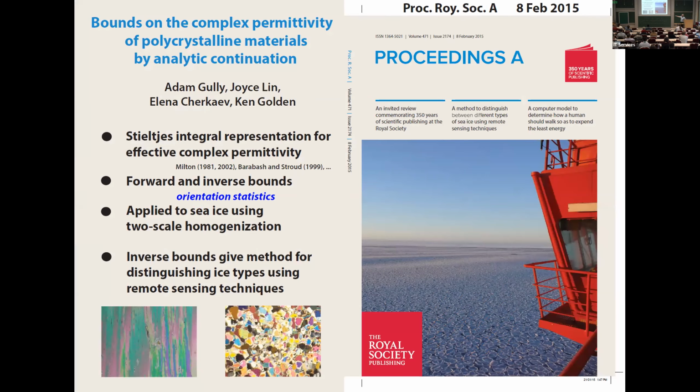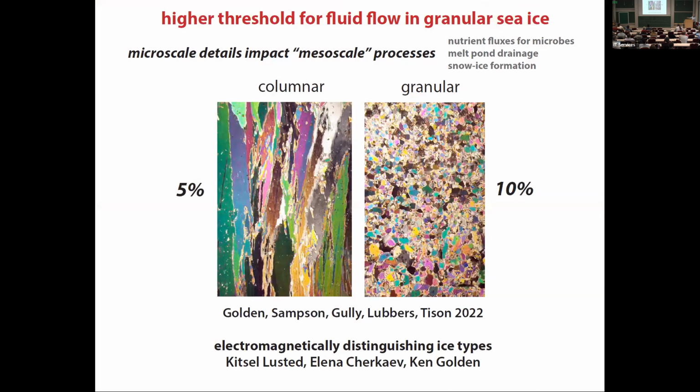We've got forward and inverse bounds, and we've applied that using a two-scale homogenization because each crystal is a composite itself with the brine inclusions. And we've developed inverse bounds to give methods for distinguishing ice types. That's one of the things we're most interested in, distinguishing between granular ice and columnar ice. Why? Because they have such different percolation thresholds, which is biogeochemically and biologically very important.